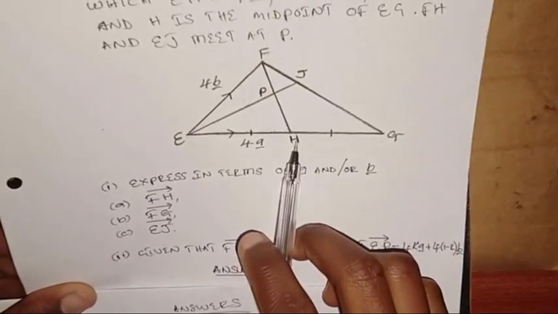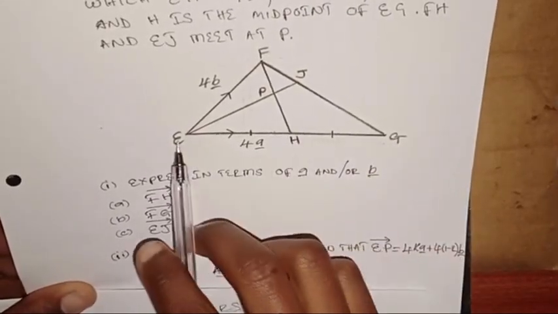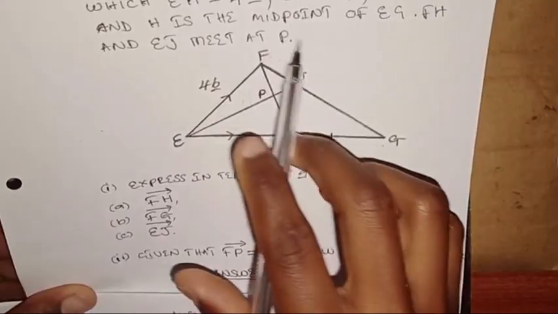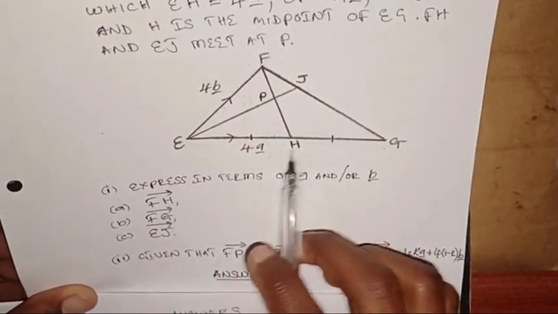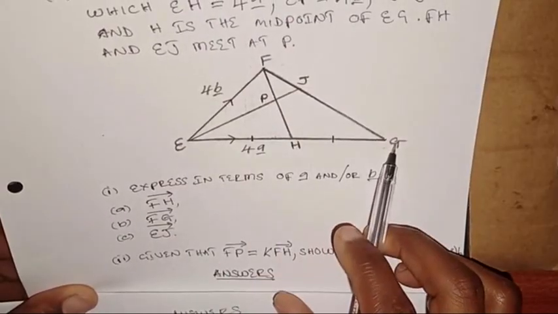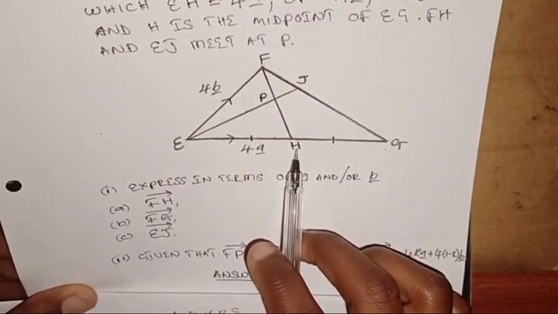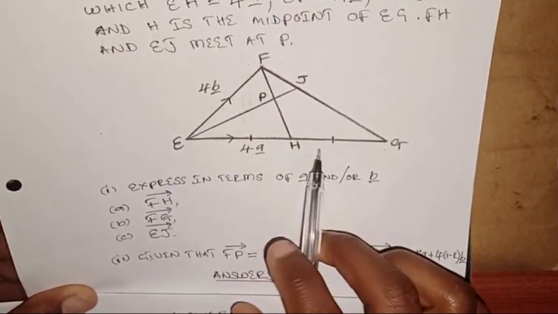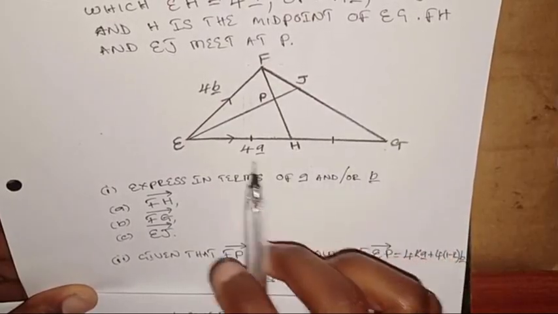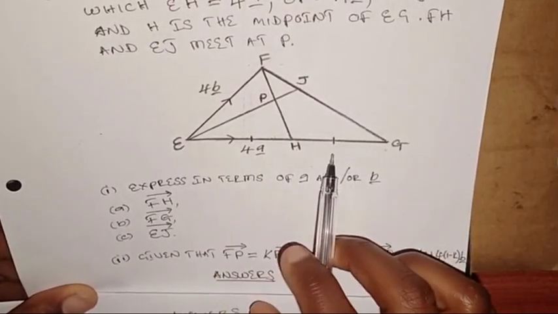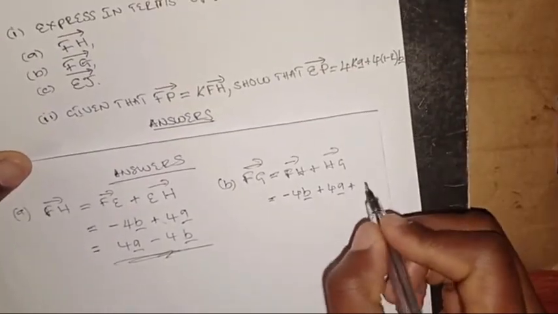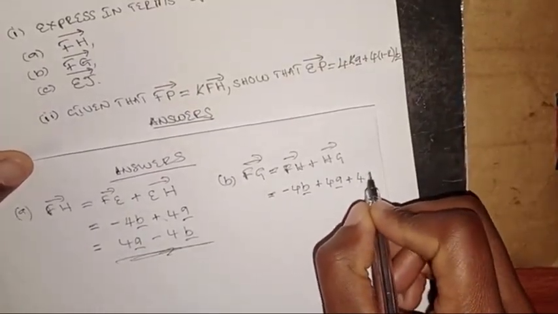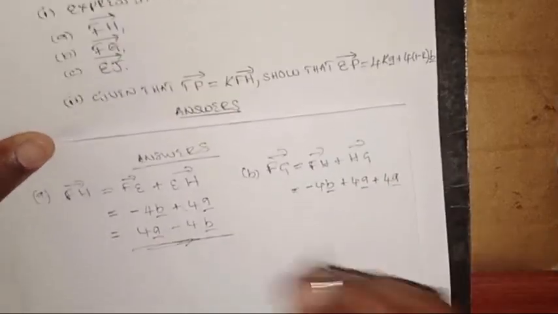As you can see, HG is the same as the EH, because remember we said that H is the midpoint here. So which means that from E to G, H is in the middle. So this length is exactly as this length. So in other words, if there's a 4A here, definitely there should be a 4A there as well. So it's going to be a 4A, as you can see.